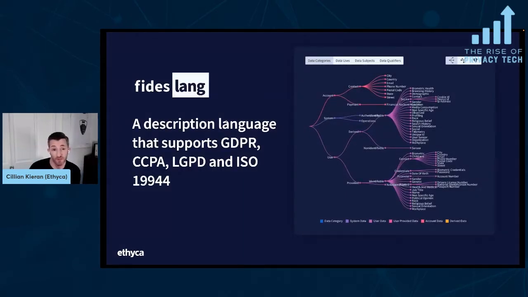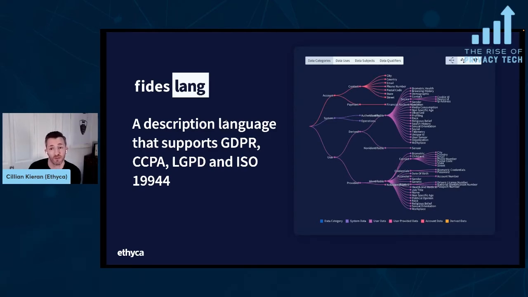So as I mentioned, Fides is backed onto a language. We call it Fides Lang. It's a description language, and I'm going to walk you through it in a bit more detail in a moment. But at a high level, it supports the common constructs or concepts of the GDPR, the CCPA, the LGPD, and it was closely reflected as a standard in ISO 19944. So we wanted to make sure we would comply with things like the ISO standards, as well as common regulatory frameworks. And its goal is to be able to describe both privacy concepts as well as any other governance models.